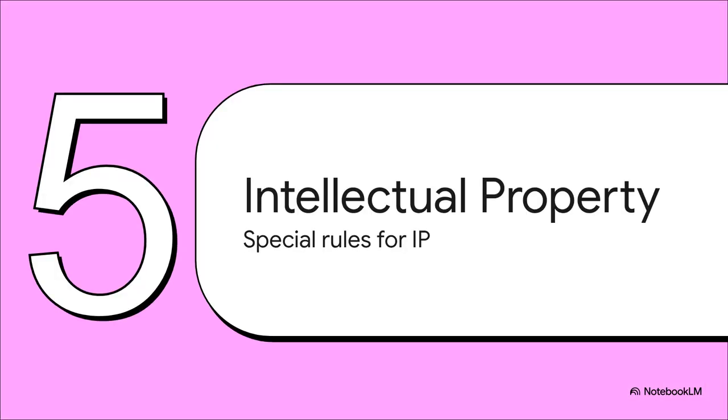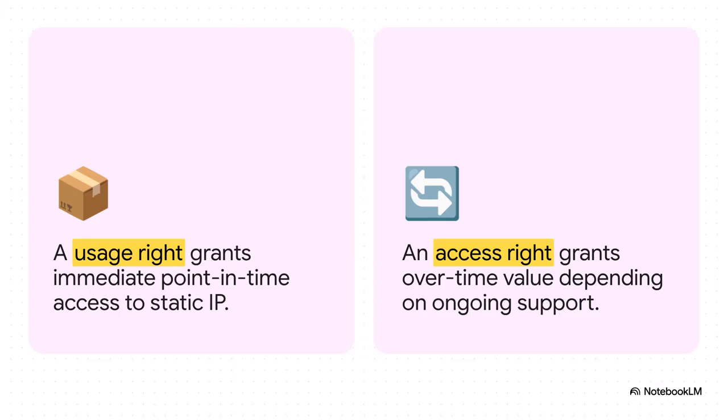All right, moving on to our final branch of the decision tree, licenses of intellectual property and the special rules that apply. ASC 606 treats intellectual property differently depending on the exact nature of the right you're granting. We have to split this into two ideas. First is a right to use IP. This means the customer gets the intellectual property exactly as it exists right in that moment. The value is delivered immediately, and they don't need any further effort from the seller.